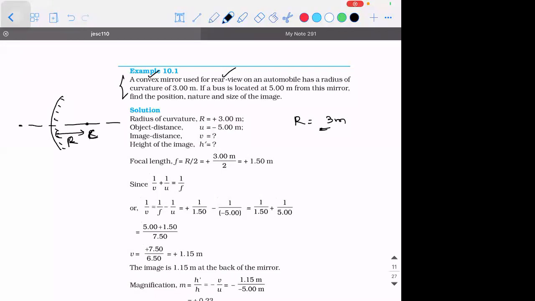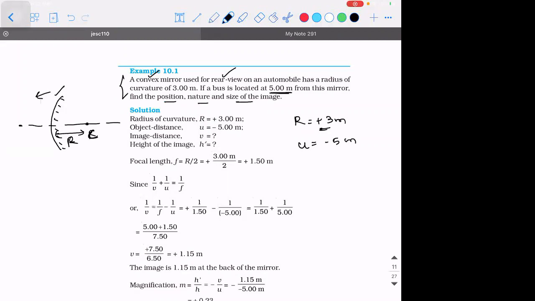Whenever you consider, the object should always be considered on the left hand side. Similarly, the reflecting surface should always face the left hand side. So R is equal to plus 3 meters. Next, if the bus is located at 5 meter distance from the mirror, so U is equal to how much? Minus 5 meters. Very good. So minus 5 meters from the mirror. Find the position, nature, and size of the image.